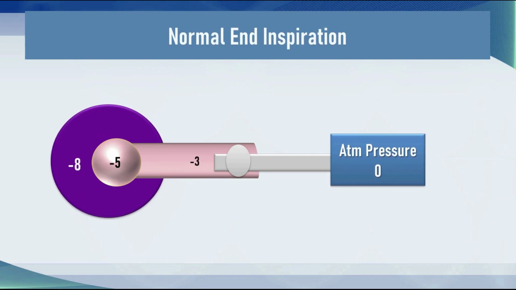To inspire, the diaphragm descends, pulling apart the pleural layers and generating negative intrathoracic pressure. That pulls on the alveoli, and then the alveolar pressure becomes negative compared to the bronchial pressure, which is negative compared to the pressure at the mouth. As a consequence, gas flows along the pressure gradient.